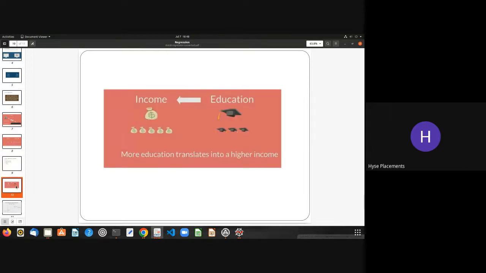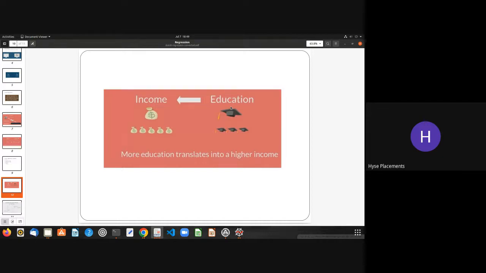For example, take a data set: income and education. The higher the degree you have, the more income you earn. Suppose you have only an intermediate degree, then the income would be around 10 to 15,000 per month. What if you have a BTech degree? Then slowly you'll reach 25 to 30,000 per month. What if you have an MTech or MS degree? Then the income increases. That means more education translates into higher income.